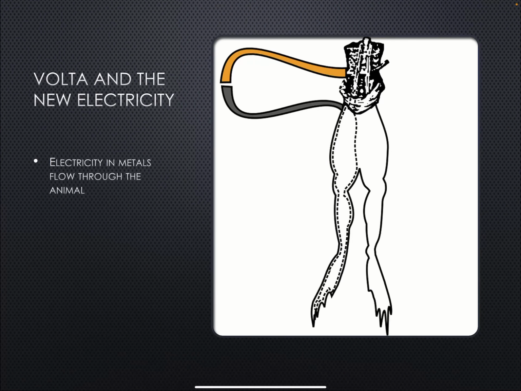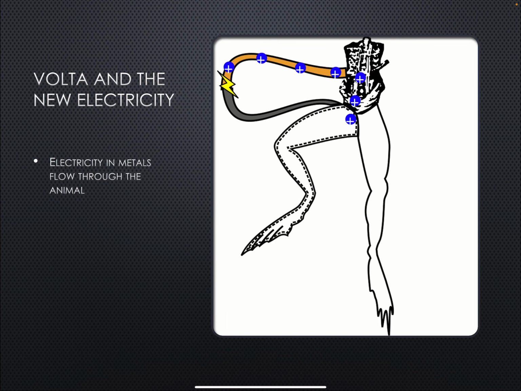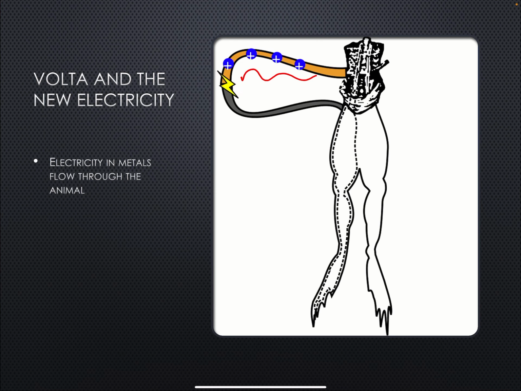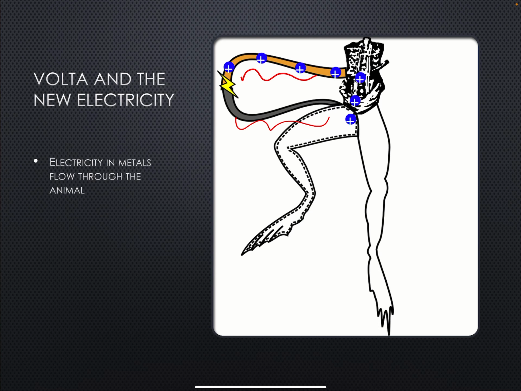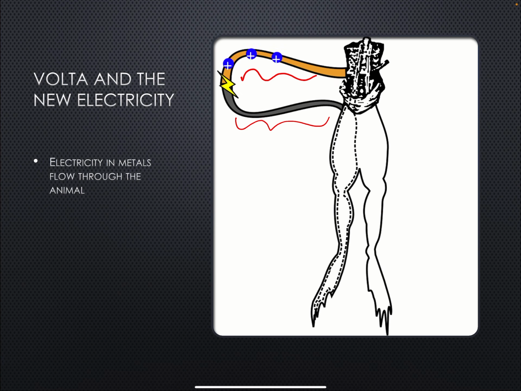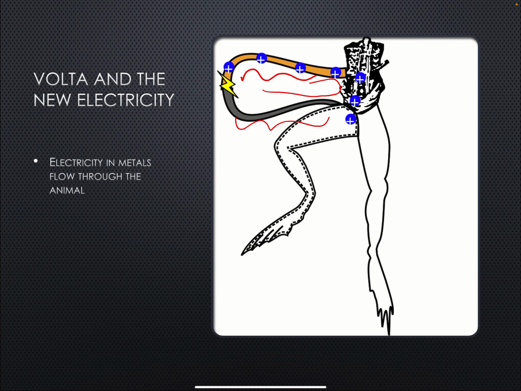But then there was another opposing theory by Volta. He proposed that the electricity was actually present in the metals. When he made this connection and completed a circuit, the charge was flowing from the metal through the body and back.